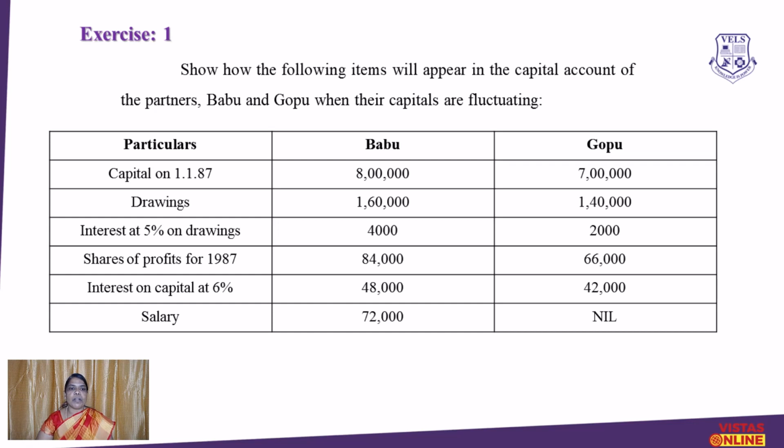Share of profit for 1987, 84,000 for Babu, 66,000 for Gobu. Then interest on capital at 6%, 48,000 for Babu, 42,000 for Gobu. Salary 72,000 for Babu. For Gobu, there is no salary.